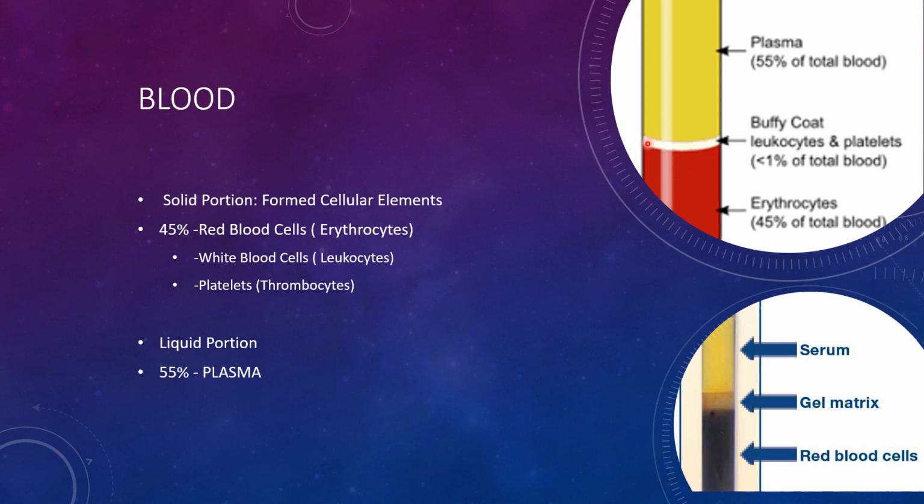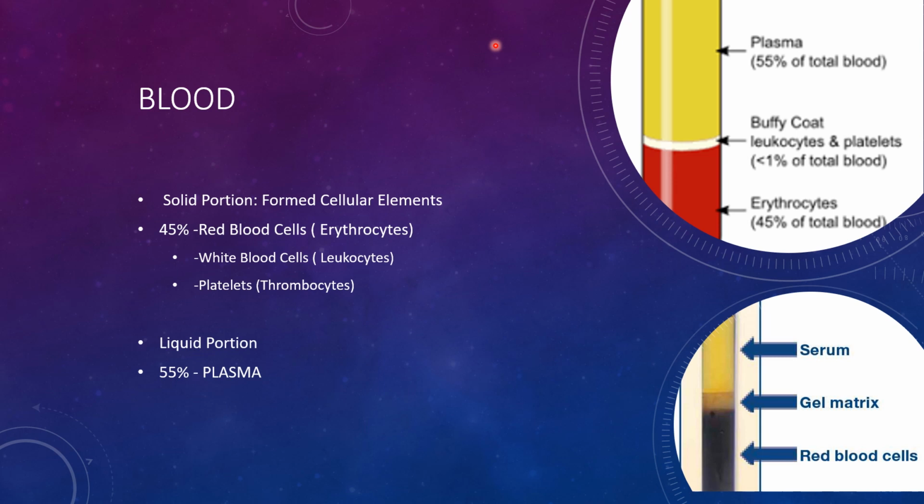So this is seen in the middle layer, and this is like separating your red blood cell from your plasma or serum. So the liquid portion here is the 55% composition of the blood, which is known as your plasma. So you are confused as to what is plasma and what is serum.